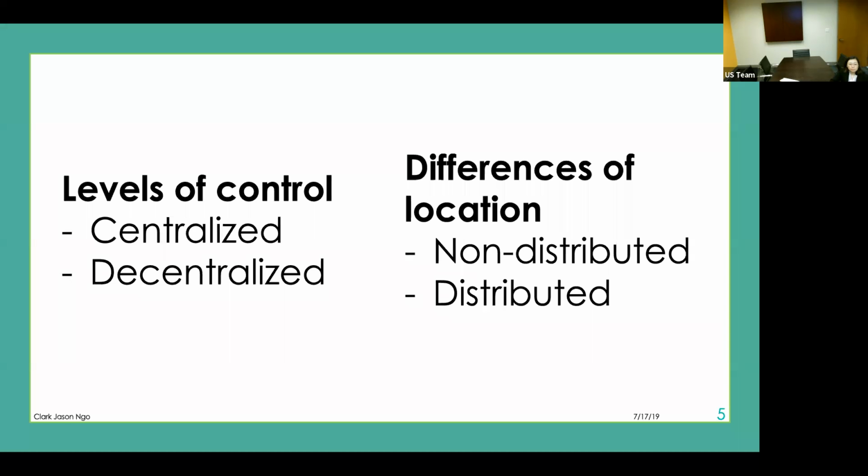So when we say centralized and decentralized, these are levels of control. When centralized, only one entity holds the control. When decentralized, it could be everyone who participates in the blockchain. In terms of distributed and non-distributed, there are just differences of location.